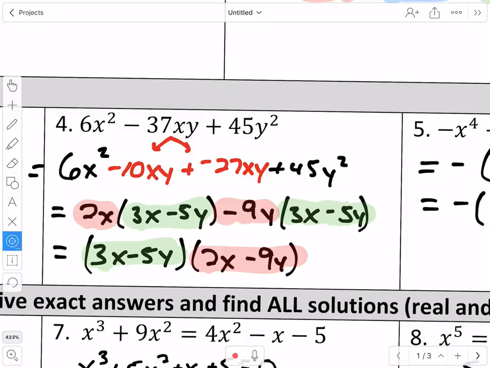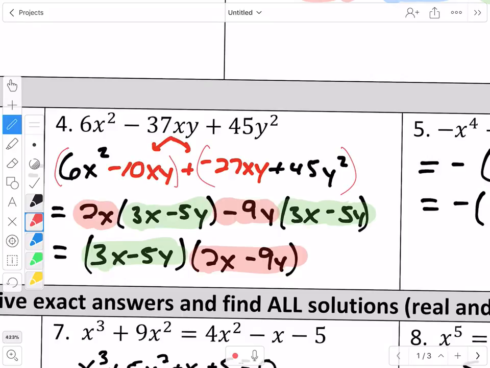Then we're going to group together terms with common factors like these two and these two, and then GCF each group. GCF of this is a 2x, put her in front, leaving us with a 3x minus 5y. We get this from dividing each of these terms by 2x.